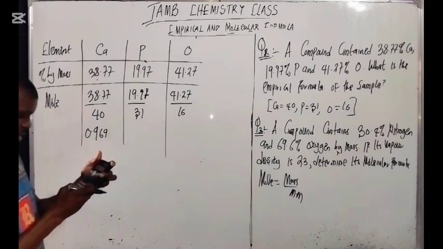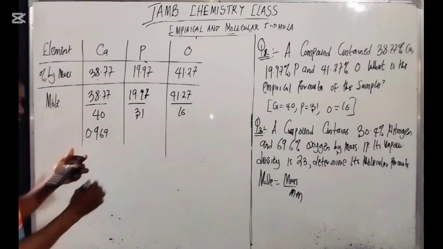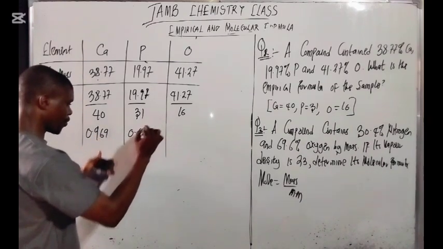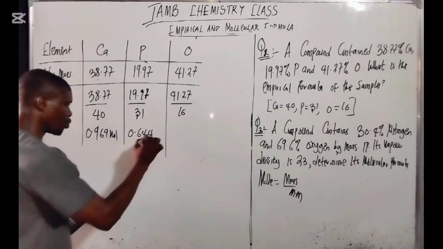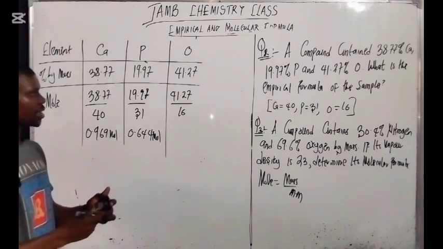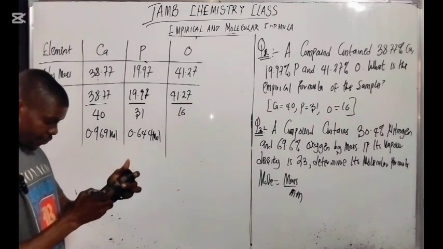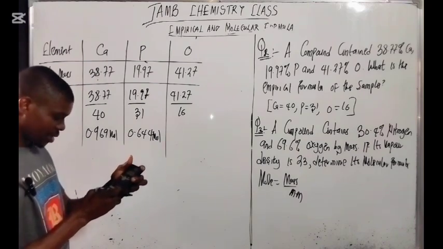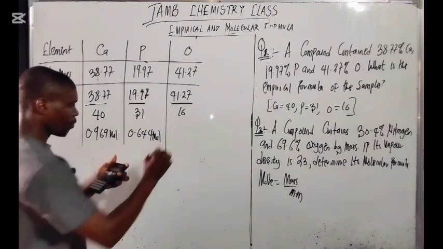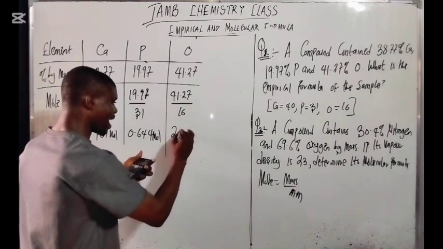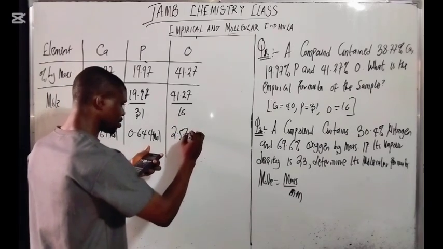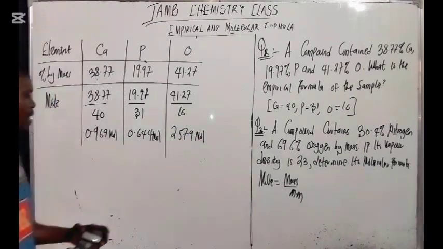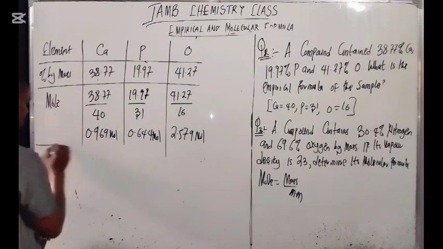19.97 divided by 31. So we have 0.644. Here we have mole. They are all mole. The unit is mole. The next one is 41.27 divided by 16. Here we have 2.579 mole.